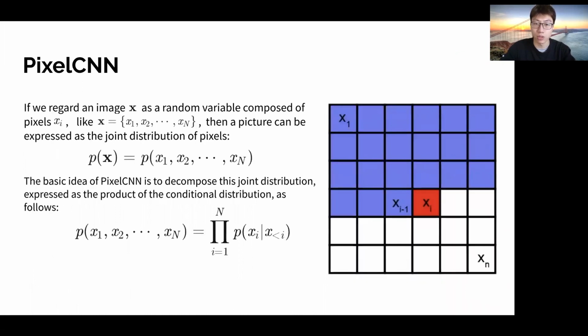As I mentioned before, PixelCNN is a deep neural network that can capture the distribution of dependencies between pixels. It sequentially generates one pixel at a time in the image along two spatial dimensions. But how does PixelCNN do this? Actually, if we regard an image as a random variable composed of pixels, the picture can be expressed as a joint distribution of them. And the basic idea of PixelCNN is to decompose the joint distribution and express it as a product of the conditional distributions shown in the equation.